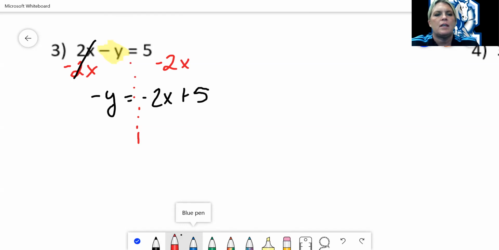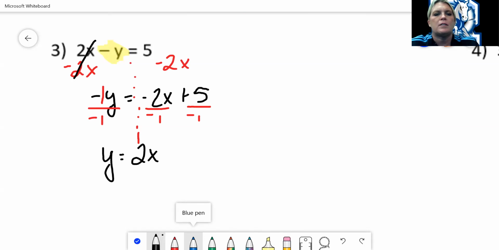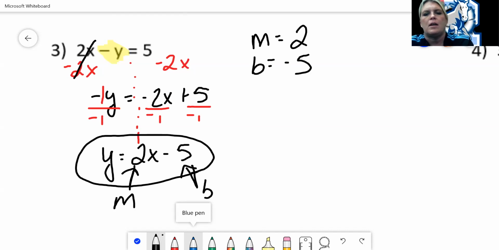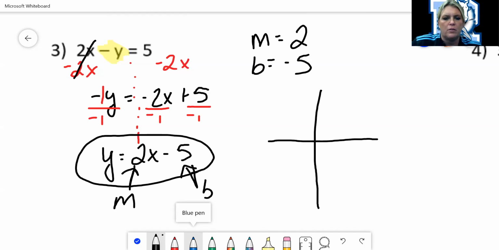Next, remember, this is a -1, so I have to divide everything by -1. And I get y equals positive 2x minus 5. My slope is my number in front of the x. That's my m. That would be 2. My y-intercept is b, which is the -5. And now we need to sketch the graph and see if we got it right or not.